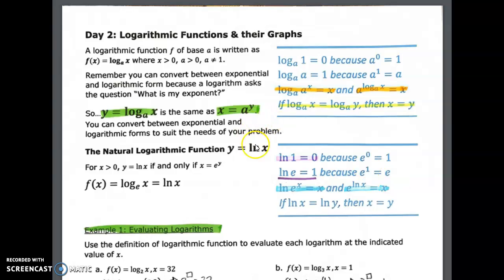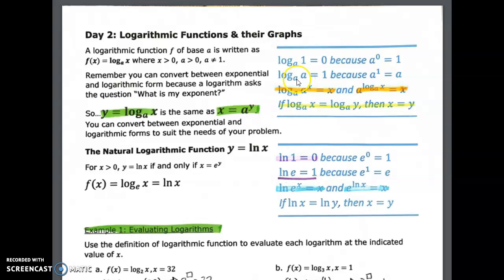So ln stands for the natural log, and we first learned about the base e when we talked about exponentials, because it's used a lot in real-world functions. So anytime you have a logarithm with a base of e, we call that the natural log, and we write it with an ln. So basically, because a logarithm is answering the question, what's my exponent, this is saying a to what power would equal 1? Well, anything to the 0 power is going to be equal to 1. So anytime you're taking the log of 1, the answer is going to be 0.